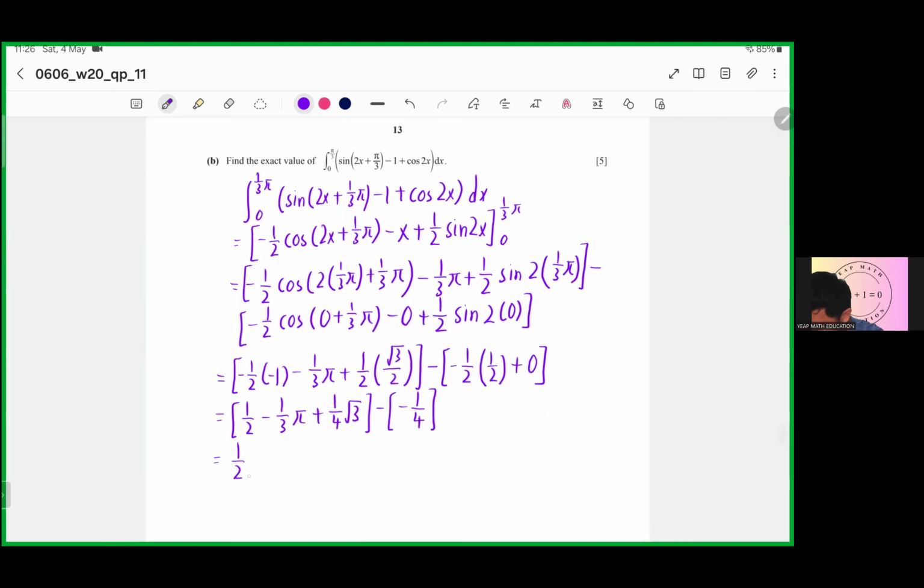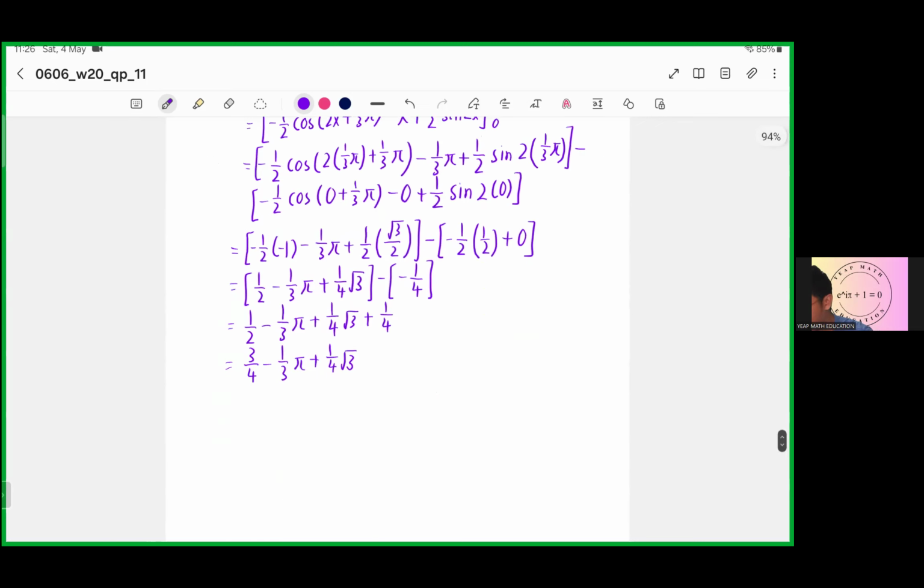Okay, 1 over 2 minus 1 over 3 pi plus 1 over 4 sub 3 plus 1 over 4. And then 3 over 4 minus 1 over 3 pi plus 1 over 4 sub 3. Okay, so I hope this way you can understand.